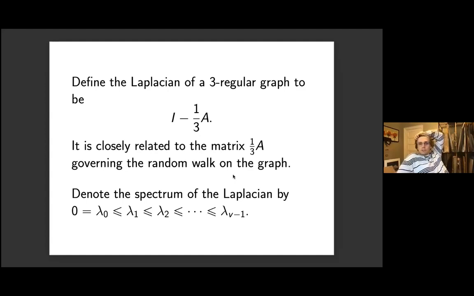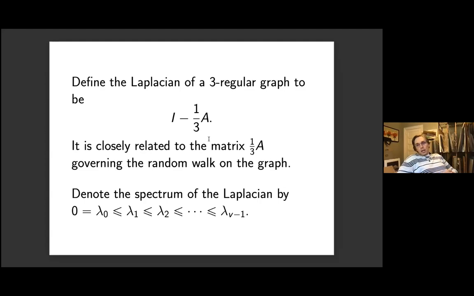For my purpose, I'd like to instead work with the Laplacian of the graph, which is just a shifting or recentering of the adjacency matrix. So you take the identity matrix, this I is the identity matrix, and then you subtract 1/3 times the adjacency matrix. So 1/3 times the adjacency matrix is, of course, the matrix that gives the transition probabilities for the random walk. So you're just taking the difference with the identity. And the main effect of this is it shifts the eigenvalues.